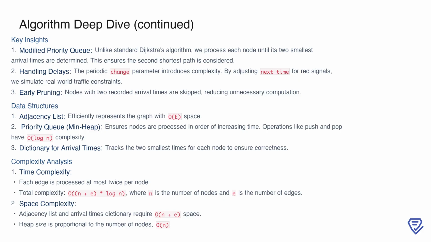In terms of complexity, the time complexity is O((n + e) * log n), where n is the number of nodes and e is the number of edges, as each edge is processed at most twice per node. The space complexity is O(n + e), due to the adjacency list and dictionary, while the heap size is proportional to the number of nodes, n.